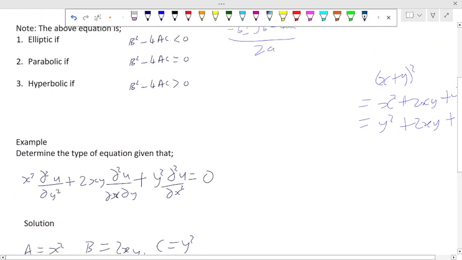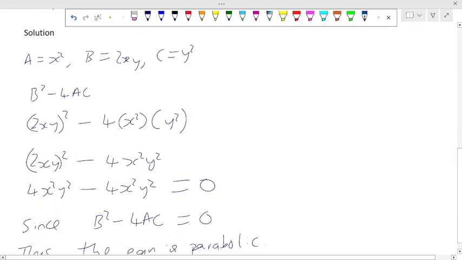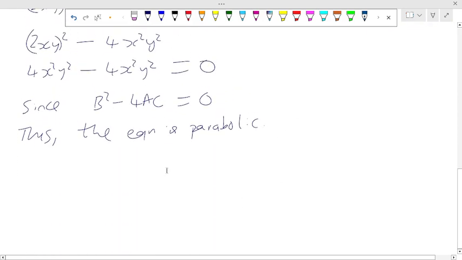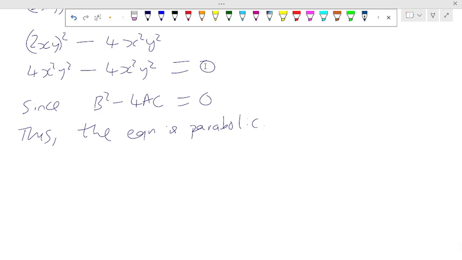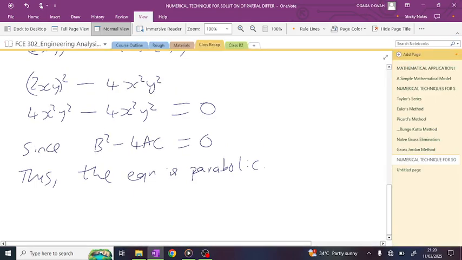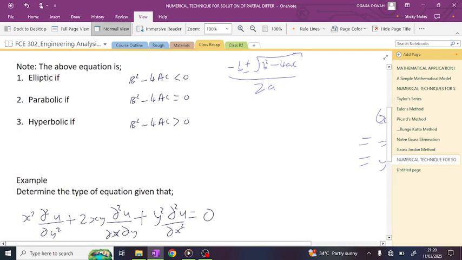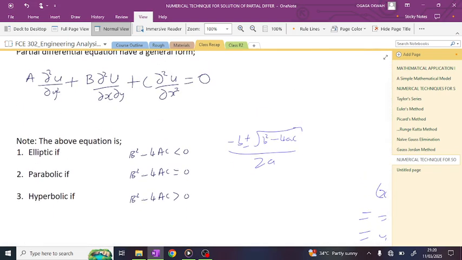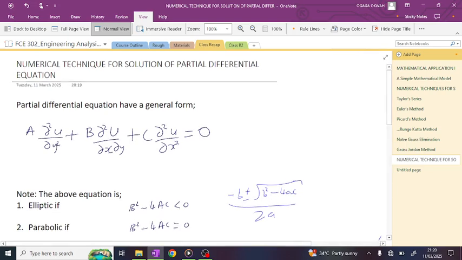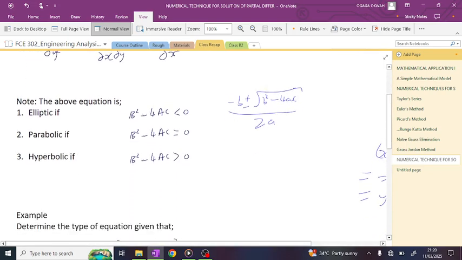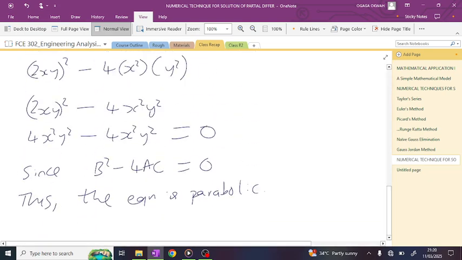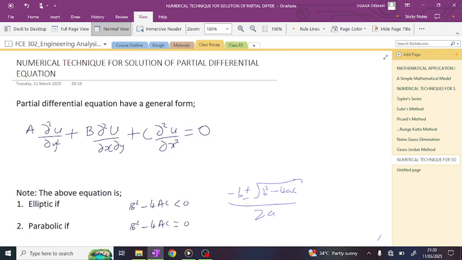Assuming we had greater than 0, that just means our answer will be positive, and less than 0 just means our answer will be negative. That's just the meaning. So this is the basic idea we wanted to share in this video about the general form of partial differential equations. You can pause the video, check back, and rewind to see what we've done.